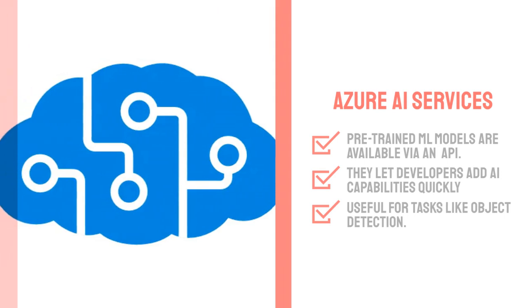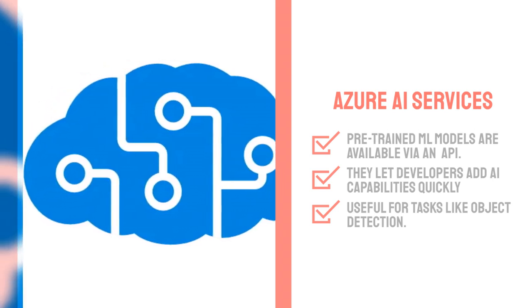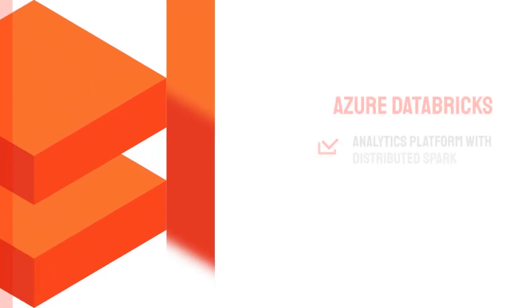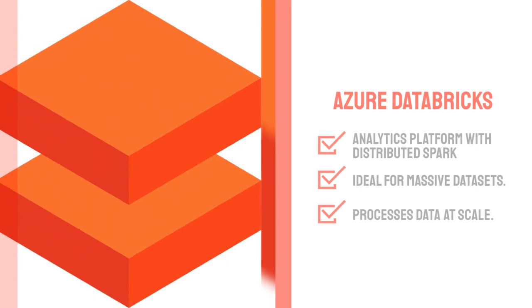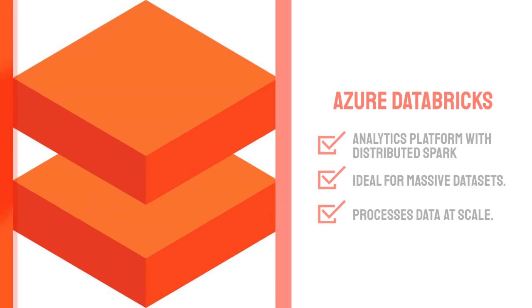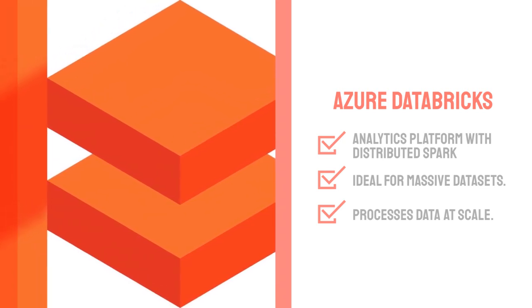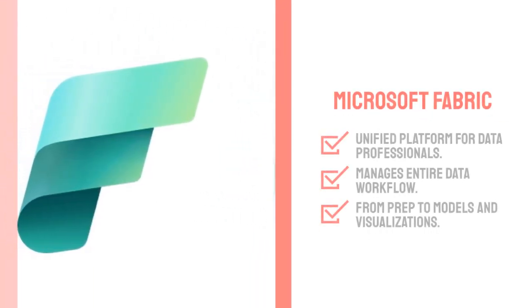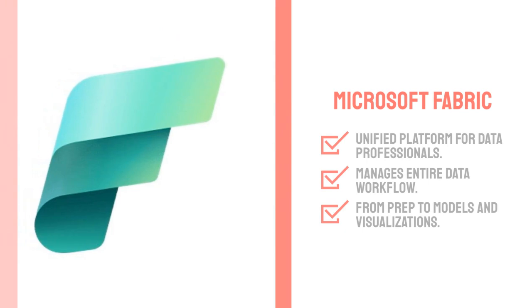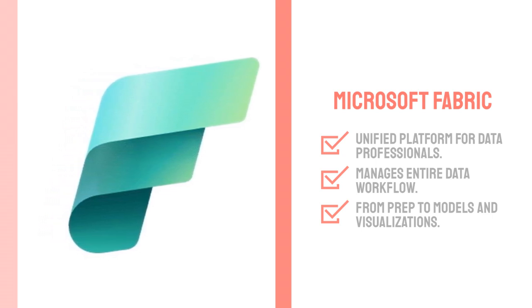Azure AI Services, a collection of pre-trained machine learning models available through an API. These services enable developers to quickly add AI capabilities for common tasks like object detection without building a model from scratch. Azure Databricks, a powerful data analytics platform that uses distributed Spark compute to process data at scale. It's ideal for data engineering and data science workloads, where you need to handle massive datasets. Microsoft Fabric, a unified analytics platform that brings together the work of data professionals in a single environment. It allows you to handle the entire data workflow, from preparing data to training models and creating visualizations.